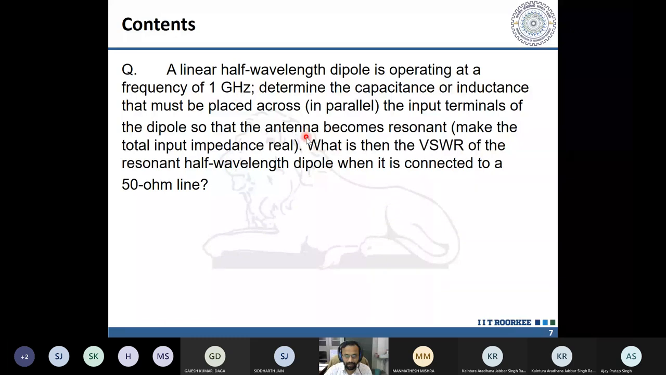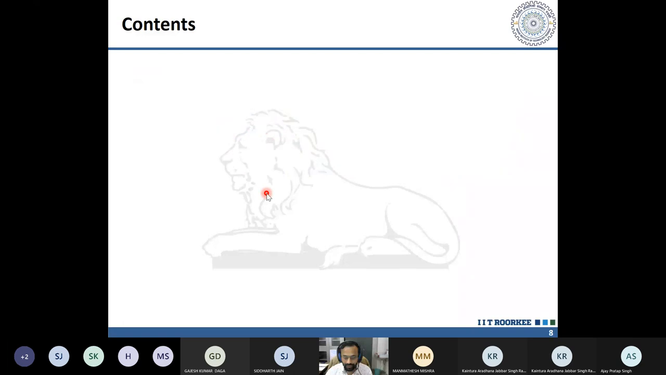One method is to trim the antenna. If you trim the antenna, it resonates at 1 gigahertz. You have to vary the length until it resonates at 1 gigahertz. Alternatively, you can do impedance matching. You can place either a capacitance or an inductance in parallel to the input terminals such that the input impedance becomes purely real. After making it resonant, what is the VSWR of the dipole antenna when it is connected to a 50 ohm transmission line?